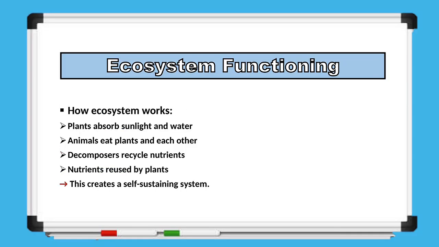So, how does an ecosystem work? Plants capture sunlight and use it to produce food through photosynthesis. Animals obtain this stored energy by eating plants or other animals. When organisms die or produce waste, decomposers break down the organic matter and recycle the nutrients back into the environment. These nutrients are then taken up by plants once again, creating a continuous cycle that makes the ecosystem self-sustaining.